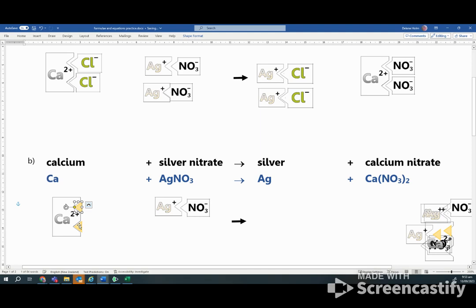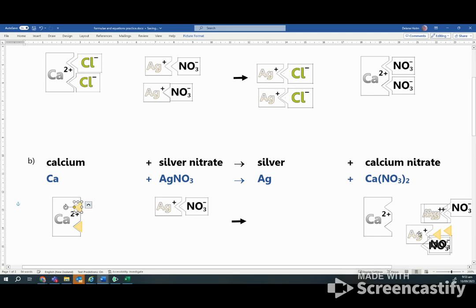So when I react it with silver nitrate, as I did over there, so I'm not going to show that again, I am going to have a reaction where the calcium gives away its electrons to form a calcium ion. So I'm going to have a calcium ion on this side. So you see it's lost these little electrons.